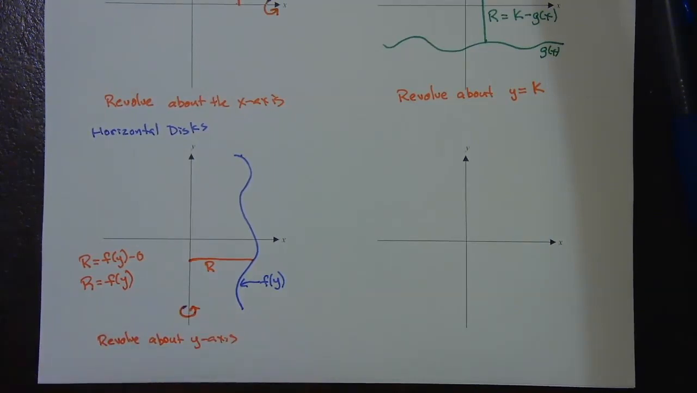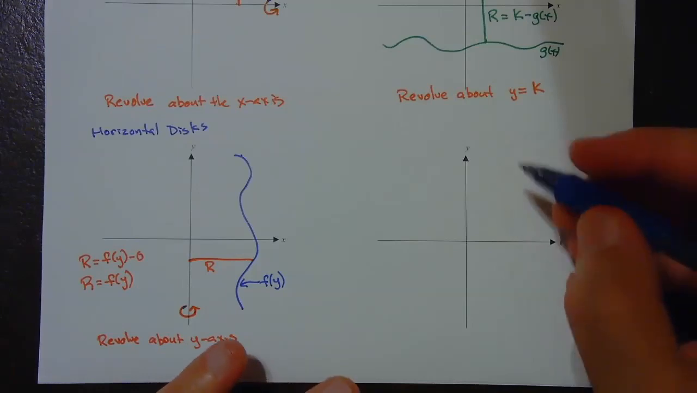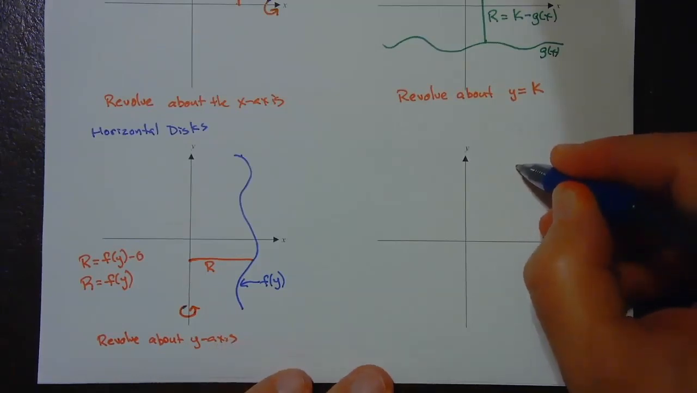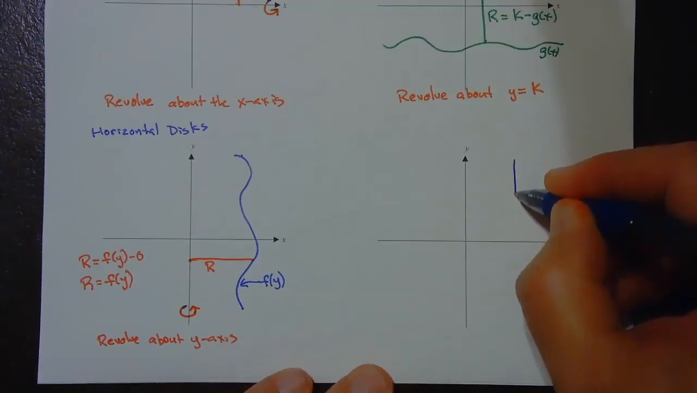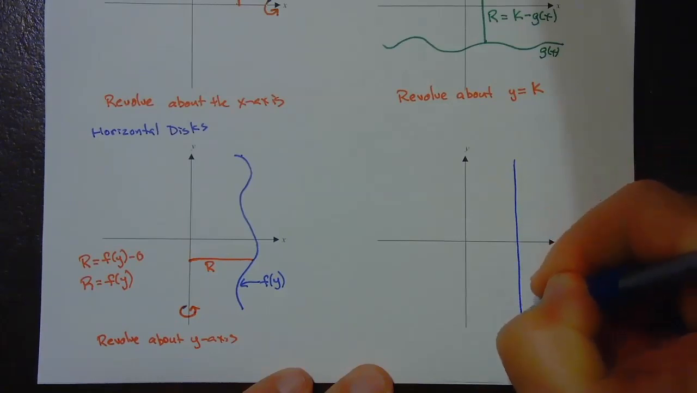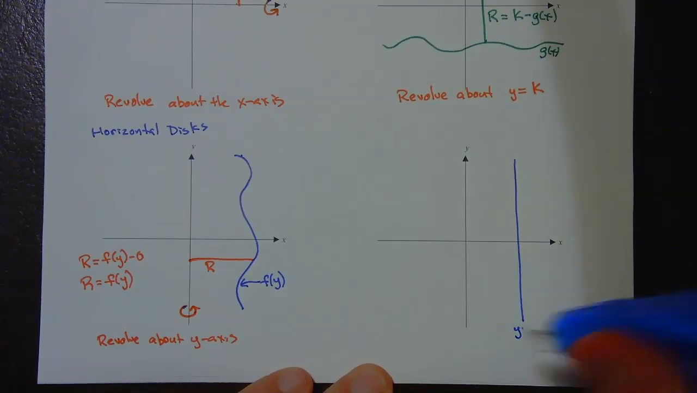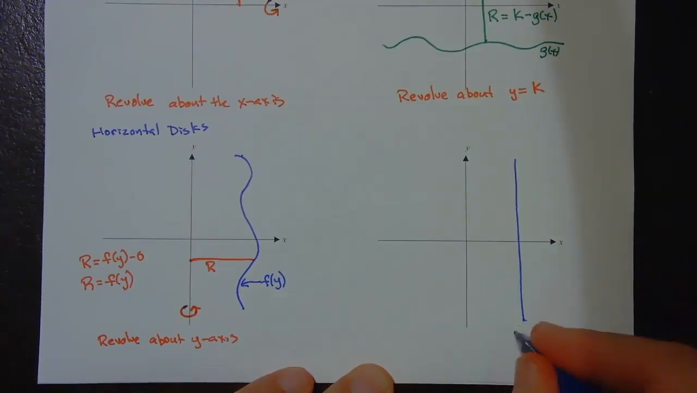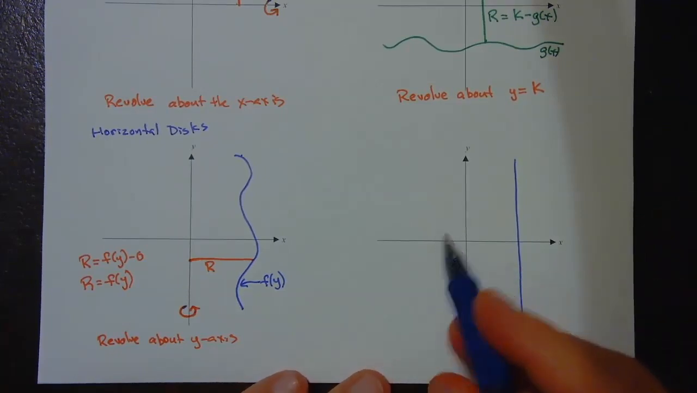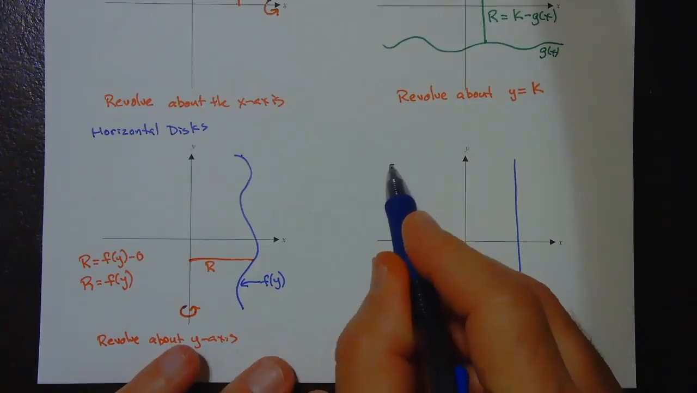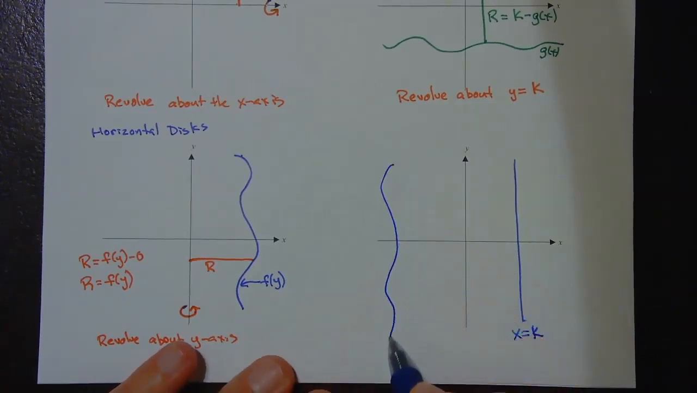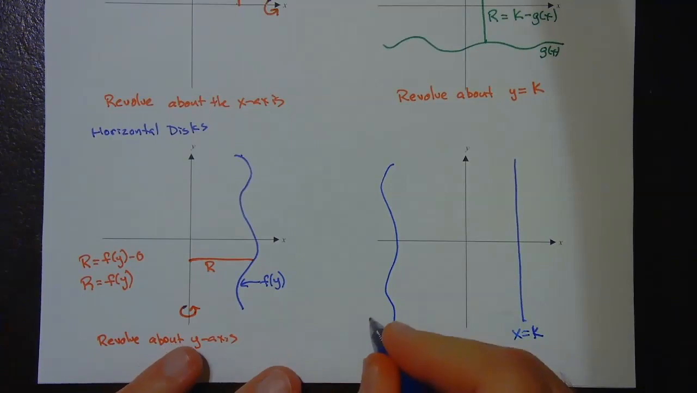Now, what if I want to rotate about this vertical line? Let's say it's x equals k, because vertical lines have to be x equals a number. So k is going to be some number. And then our function, let's say it's somewhere over here, and this is going to be f of y.